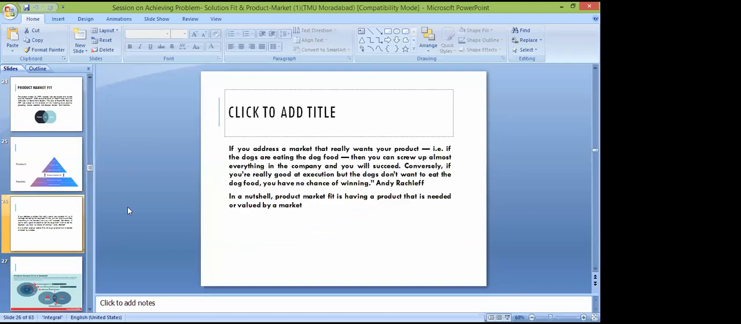If you address a market that really wants your product, then it's good. If the dogs are eating your food, then no need to worry, no need to panic. But conversely, if you are really good at execution, but dogs are not eating your food, then there is a problem in your business, which means certainly you have forgotten something. Maybe you did not apply the concept of product market fit when you started your business. In a nutshell, it can be stated, product market fit is having a product that is needed and valued by the customer or the market. Next.